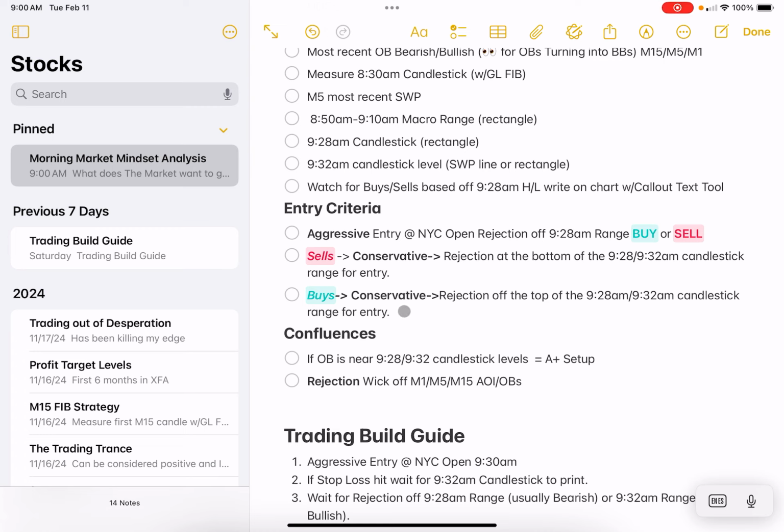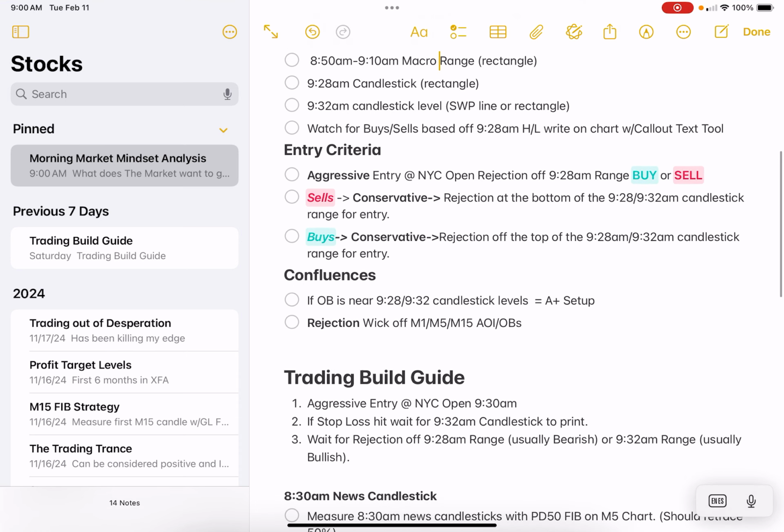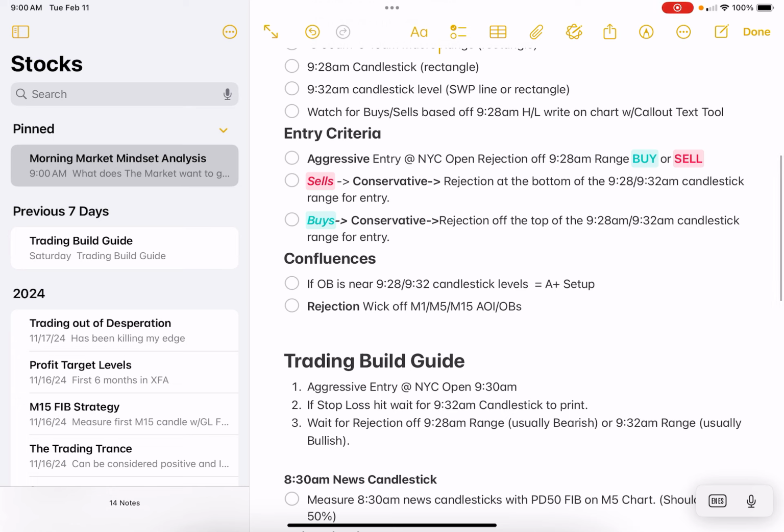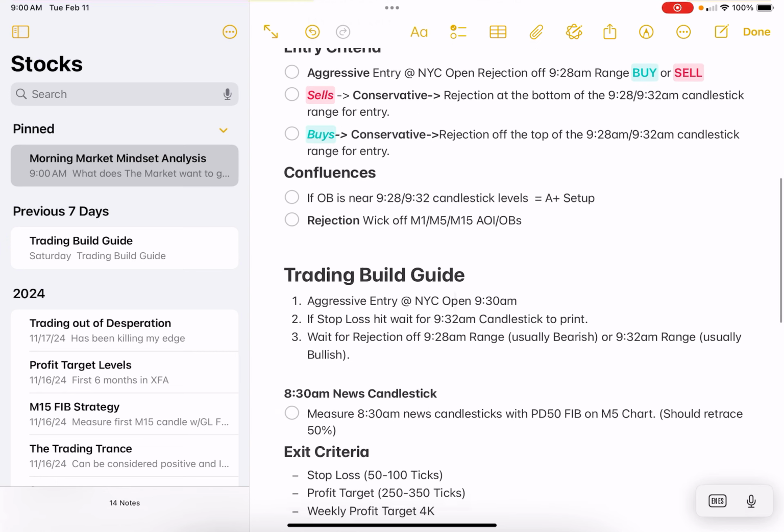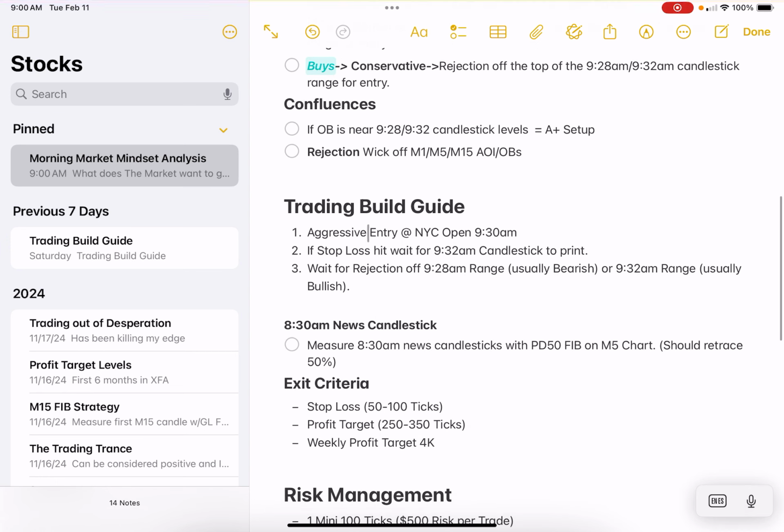I'm going to do conservative entries for a little while because I was entering aggressively, but Nasdaq has been crazy with price action lately, and it has not been giving me my full TPs before it reverses a lot, and I don't like drawdown. So I'm going to wait until 9:32 and see how that works out, because it does give bigger moves after the 9:32 candle, I've noticed. That's part of my build guide. Aggressive entry at 9:30.